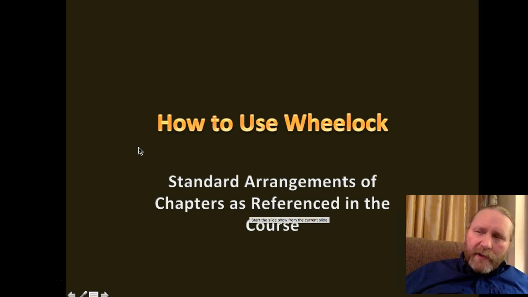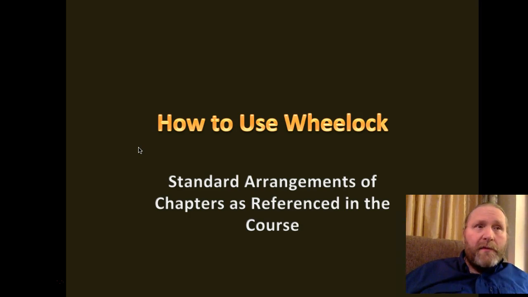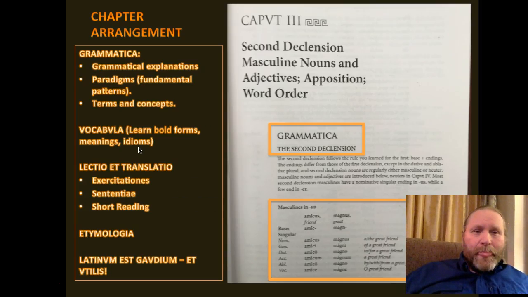The Wheelock chapters are arranged similarly, and they're broken into sections that occur in every single chapter. That's not necessarily true for the first two chapters, which don't contain a couple of these elements. So I've chosen chapter 3 to start with my example so that we can see how they all work when they're all together. The parts of the chapter that every Wheelock chapter has is a section entitled Grammatica.